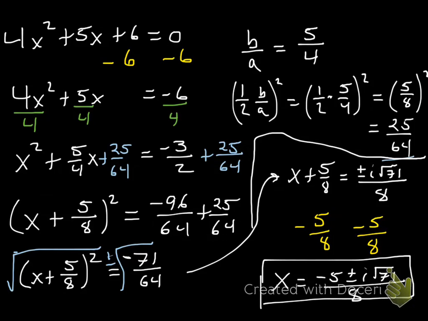The real part is going to be the negative 5 over 8. The imaginary parts are going to be the plus and minus square root of 71 over 8. You don't include the i, but it's there, and just in case they ask. Okay, so there's 2 examples. If you want like more, all you got to do is ask them.